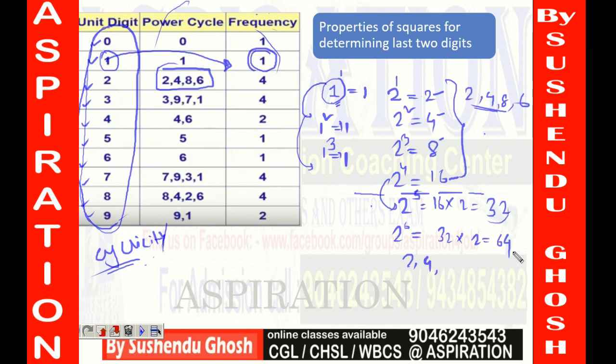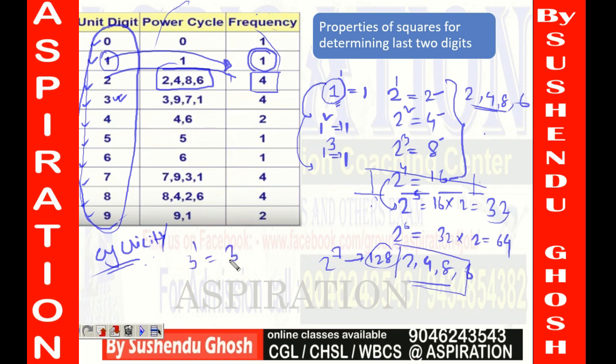Again, 2 to the power 7 will give you 128. 2, 4, 8, 6, the same pattern will be repeated. It means up to which power is it constant, and after which power is the same pattern repeated? It is 4. That's why the cyclicity for 2 is 4. In the same way, 3 to the power 1 means 3, 3 square means 9, 3 cube means 27, 3 to the power 4 means 81, 3 to the power 5 means 243.